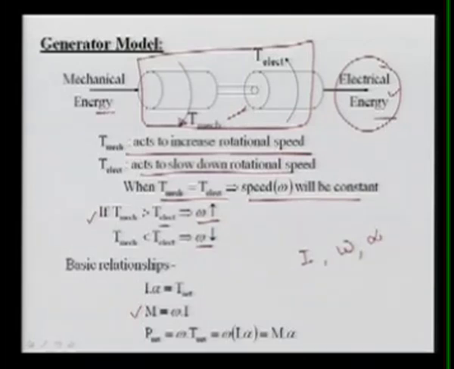So the basic relationship I want to derive is: T net is nothing but T mechanical minus T electrical.